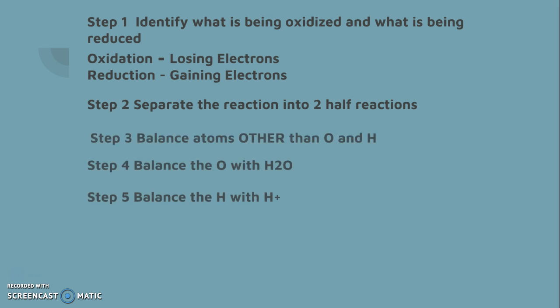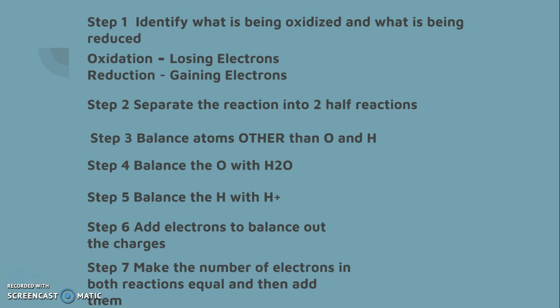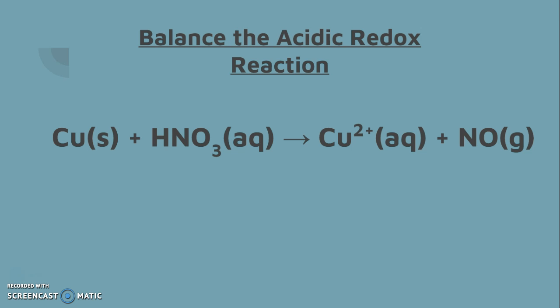The next three steps require you to balance the redox equation stoichiometrically. Then you have to balance the charges on both sides of the reactions. And lastly, you have to add the two equations to cancel the electrons. Let's go through an example. You're asked to balance the following redox equation: copper plus nitric acid makes copper 2 plus ion and nitric oxide.